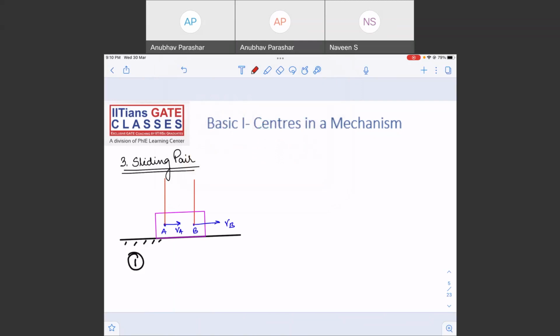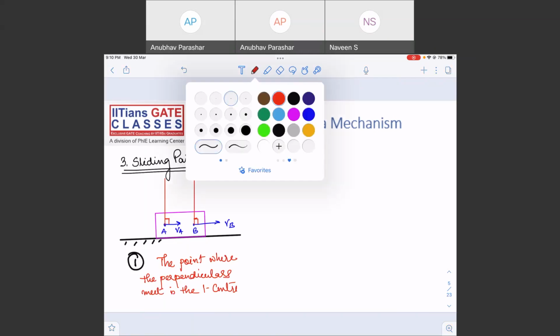We'll draw two perpendiculars to these velocities. The point where these perpendiculars meet is the eye center. So where exactly do these two perpendiculars meet, can you tell me? It is meeting at infinity, right? It is meeting at infinity.